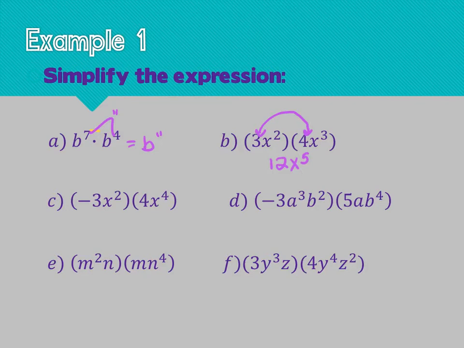Now looking at C. C says negative 3x to the 2nd and 4x to the 4th. So I'm going to multiply the negative 3 times the 4, get the negative 12. And then x to the 2nd times x to the 4th, which gives me? X to the 6th. Good.